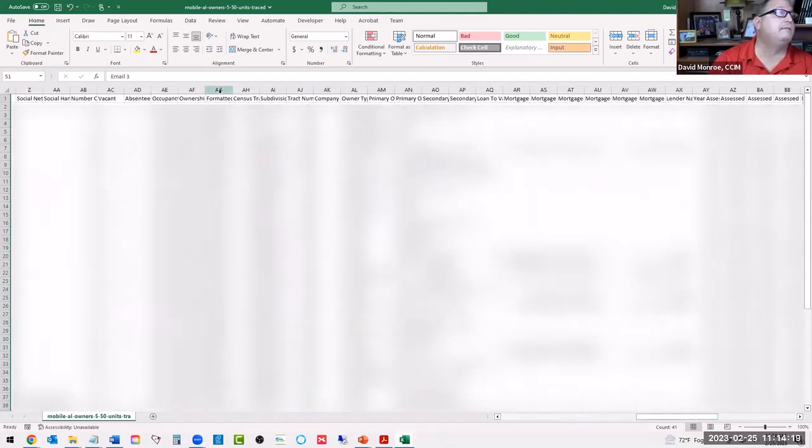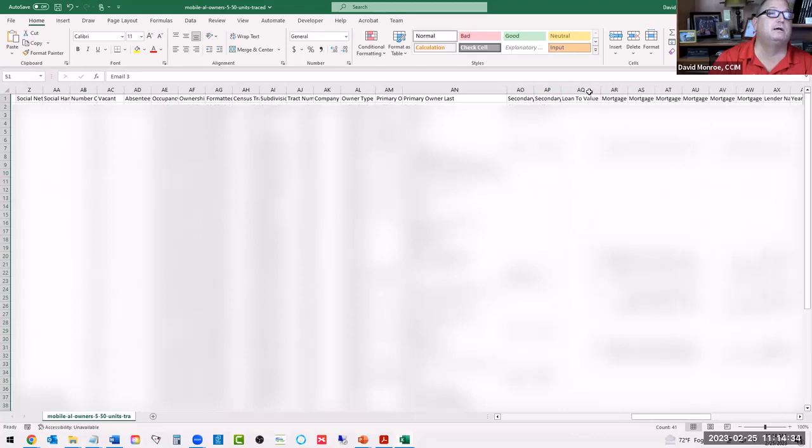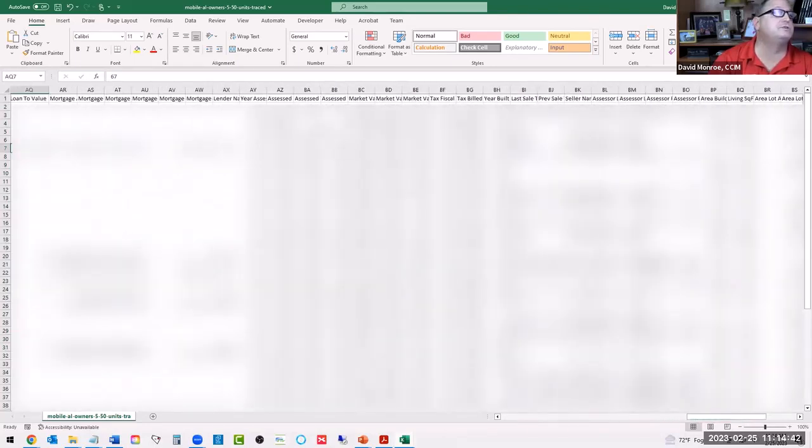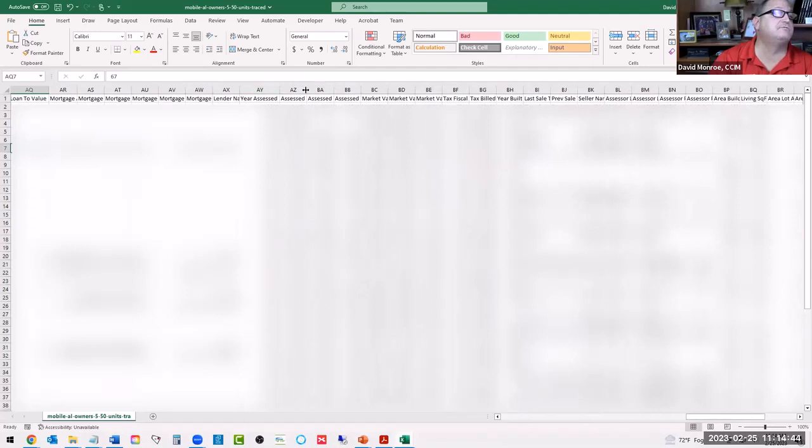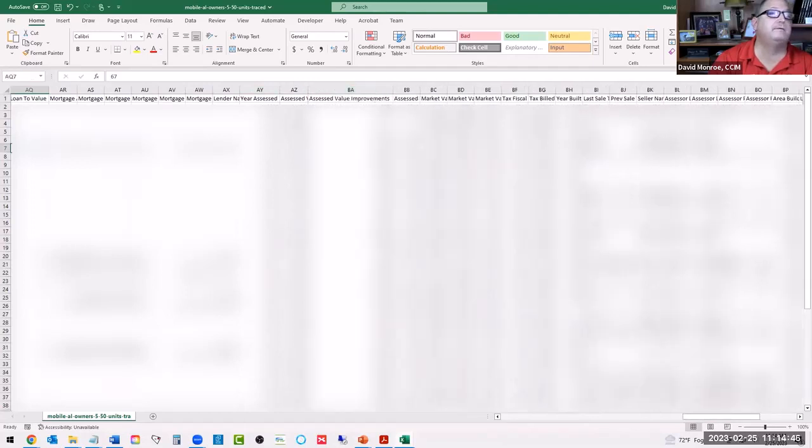And then some more ownership information, owner type, whether they're an individual or a company. That could be important information. There's primary owner, secondary owner. Here's loan to value and the mortgage. So a little extra information you didn't bargain for. Okay, got mortgage information. We also have tax information about the property.